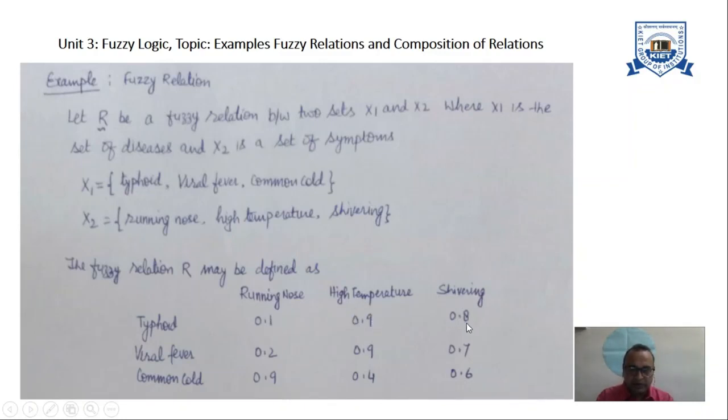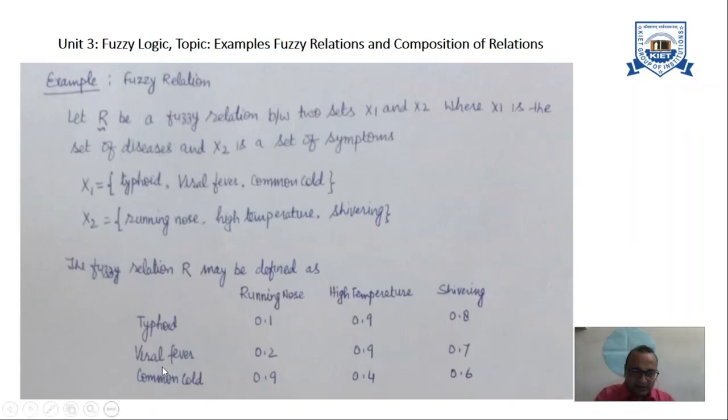Shivering is 0.8 for viral fever. This membership value has been taken with the help of some experts, by their own opinion. See here what we are doing: we are making an association between the different diseases and the symptoms on the basis of the expertise level of some doctors or paramedical staff. On their opinion, we are trying to establish a fuzzy relationship between these two universes of discourse.